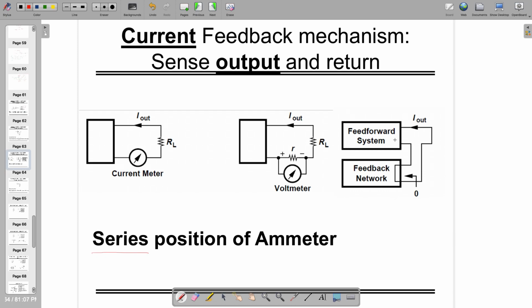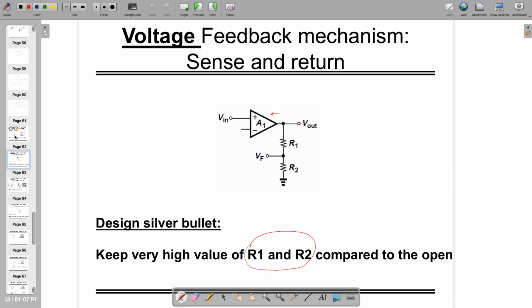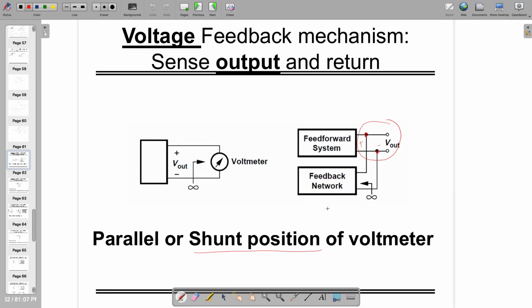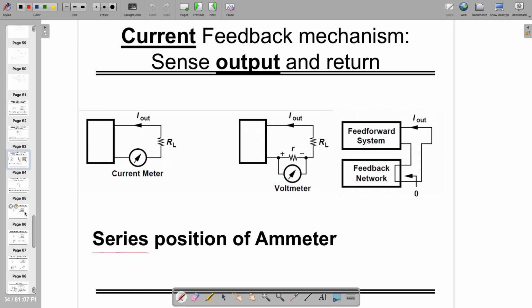One more thing, if you remember: if this is voltage feedback, the input impedance looking into this feedback network has to be infinity. Look at this, this is very important, because you are measuring the voltage and feeding it to the input port of the feedback network. Whereas if it is current and you are measuring it, your expected input impedance has to be as low as 0.